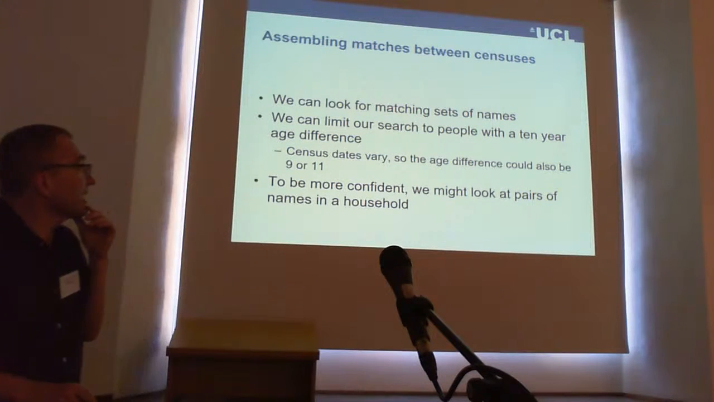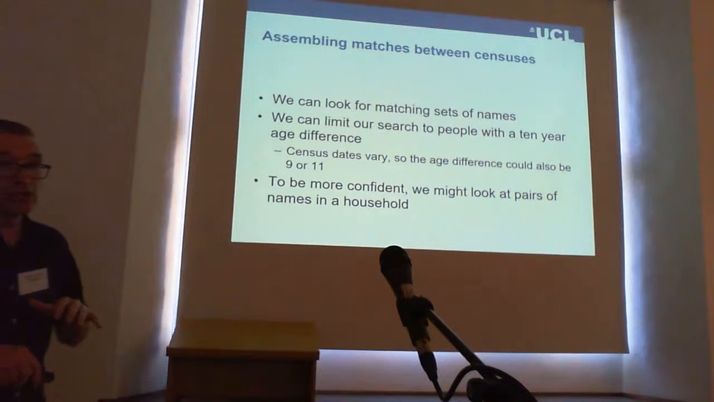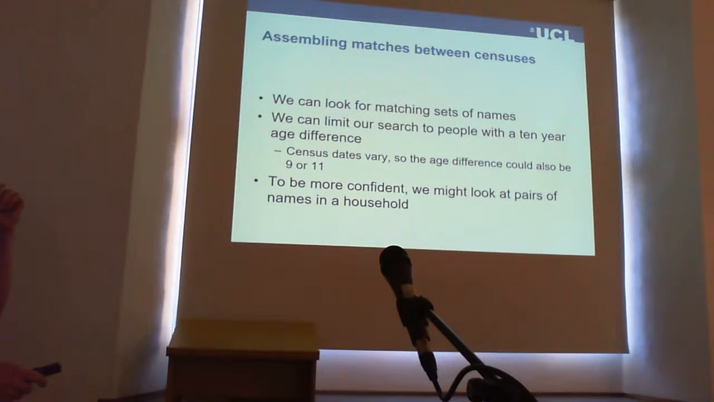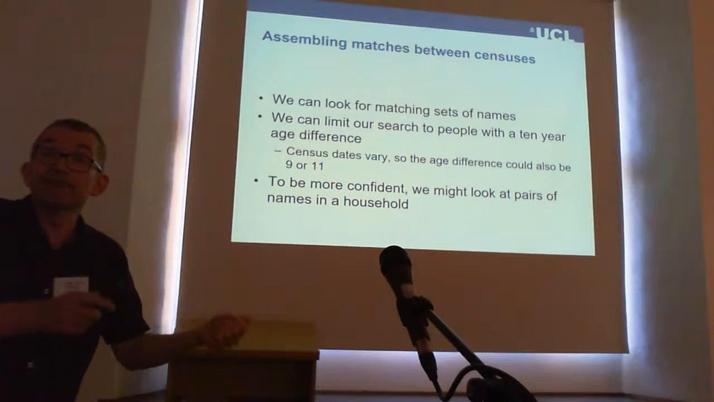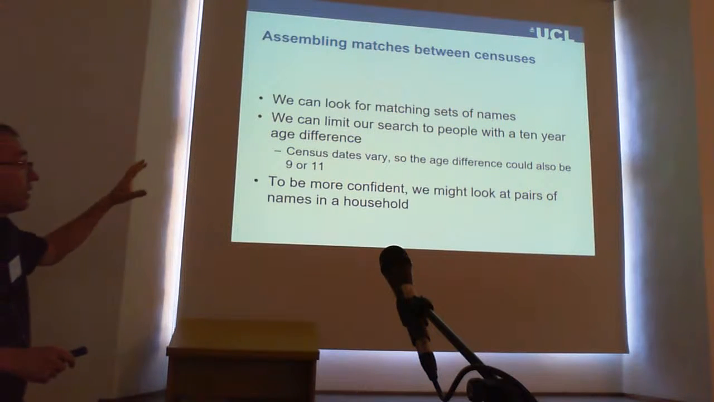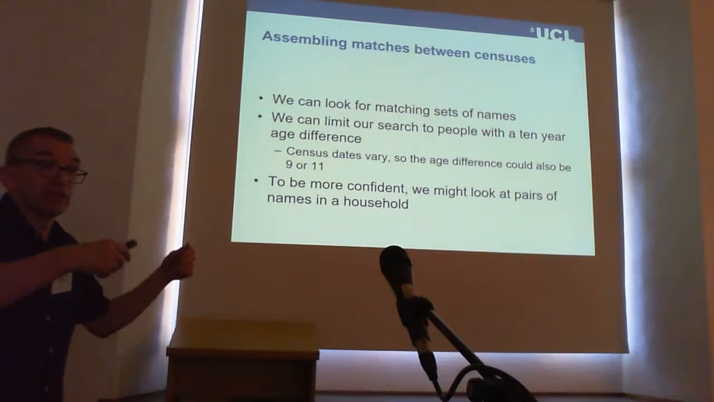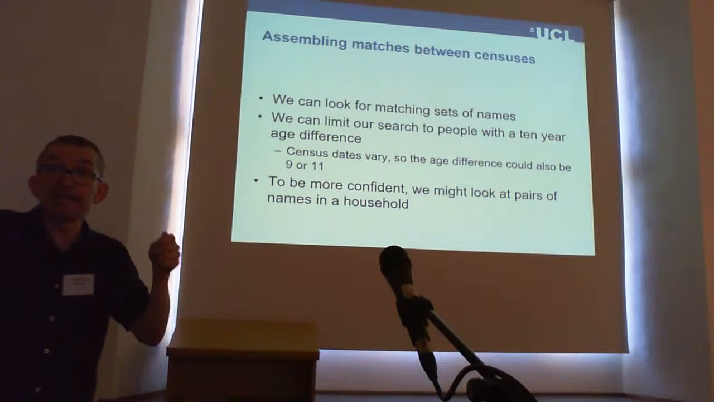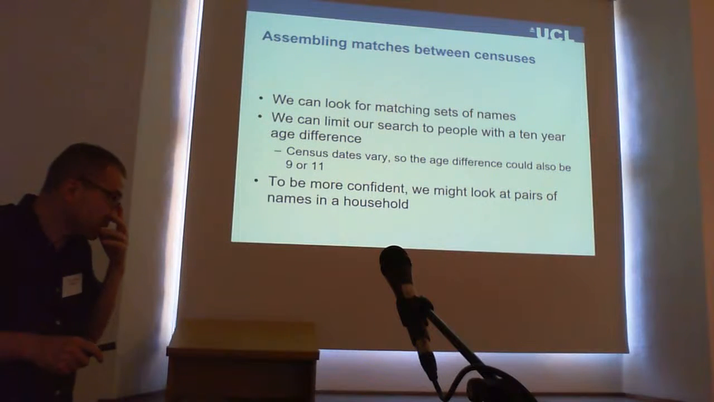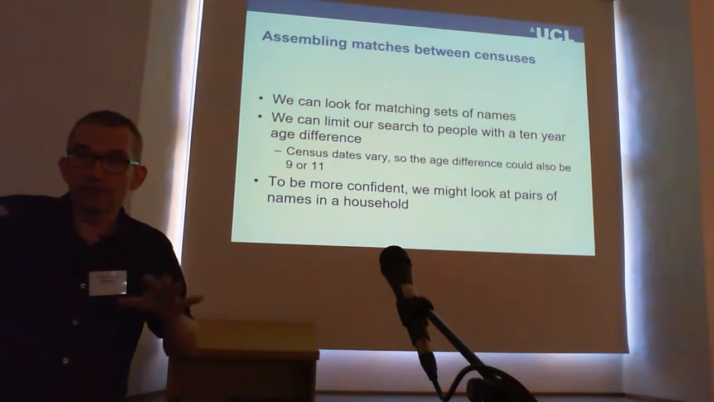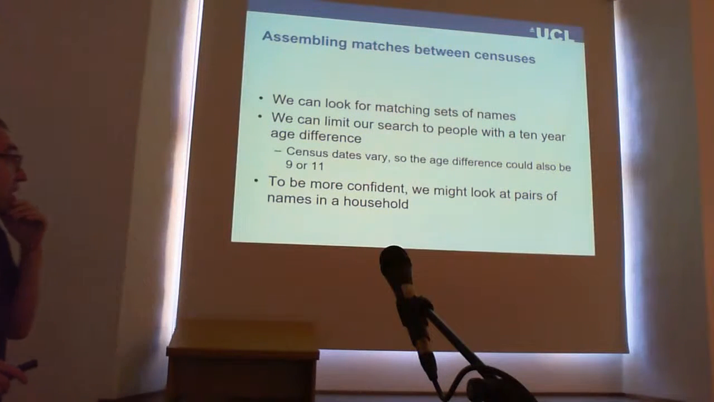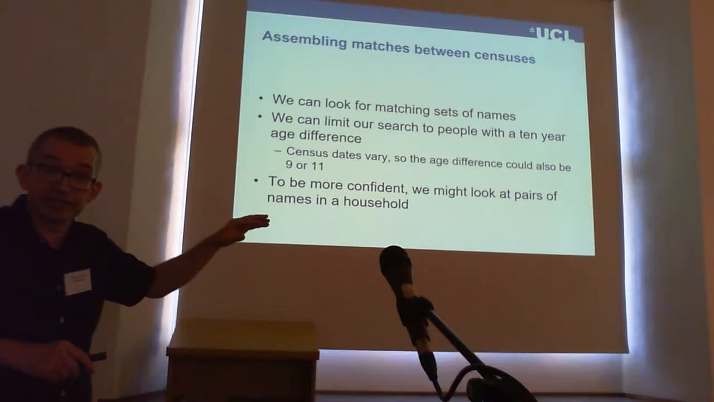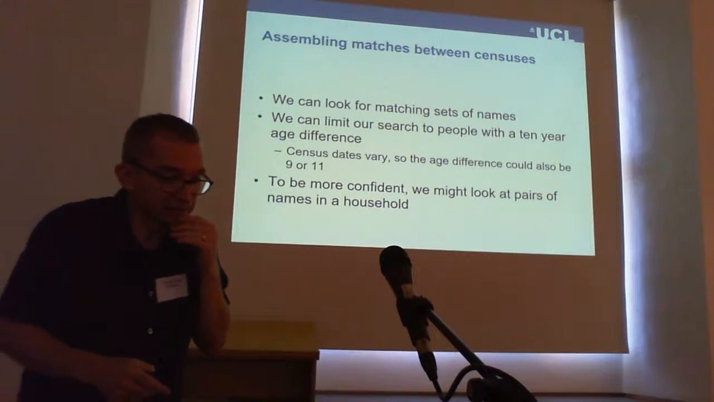We can start to look for matching sets of names. So rather than just one person, look for one person and the name of the person they live with. If I'm trying to match from one census to another, I can say I'm going to search for people who've got the same name in, say, 1881 as someone in 1891 who looks like they're the same person, and their age is exactly 10 years different. That'll take out a lot of the mismatch of people who've got the same name but are entirely different people. Ten years is slightly too pedantic. You could be 9 years different or 11 years different because the census wasn't held on the same date in each decade.